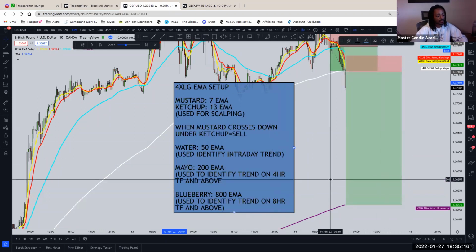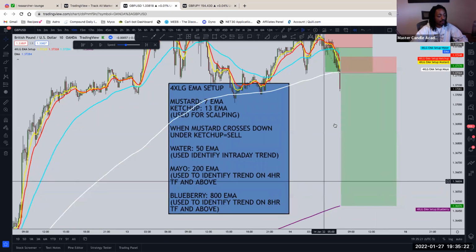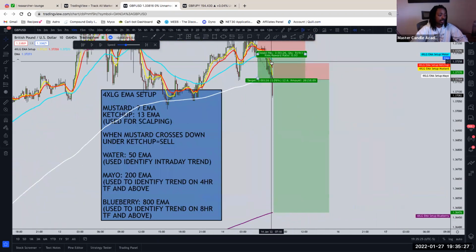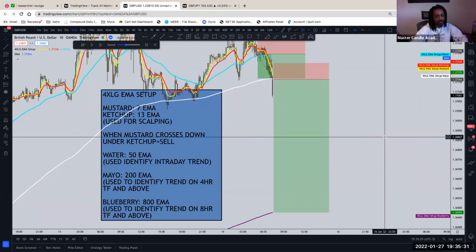Once price hits Blueberry, then we start talking about reversals and looking at price going the opposite way. So now at this point, we'd have 1 entry, 2 entries if we get this retest, right? So your stop loss for the Mayo entry is different from previous entries.